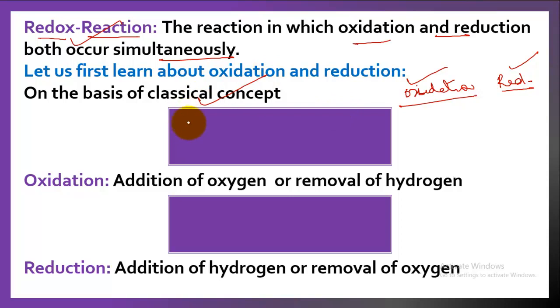According to the classical concept, whenever oxygen is added to a substance, it gets oxidized. And if hydrogen is removed from the substance, then also it gets oxidized. For example, if I have Mg and I add oxygen to it, it will form MgO. If we compare the left and right side, on the left hand side we just have Mg, but on the right hand side O has combined with Mg. That means it is being oxidized. So this is oxidation.